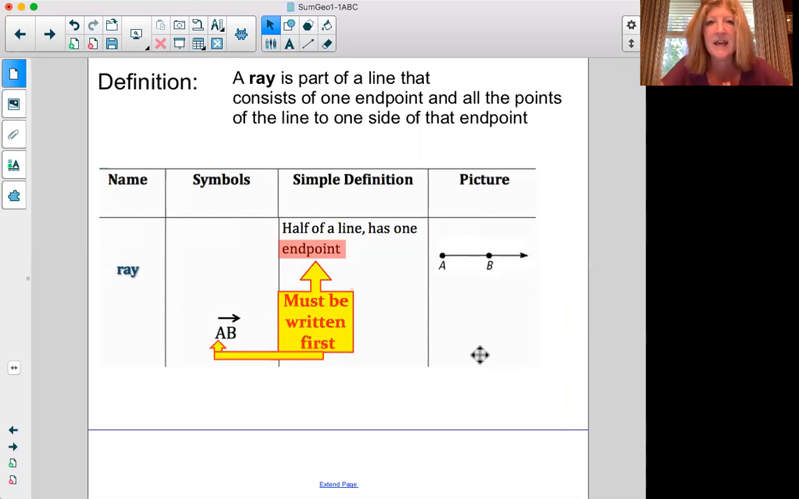Now, when you name a ray, you have to start with the endpoint. After that, you can pick any point it goes through on its way to infinity. So in this case, I have to start with the endpoint A, but then I can use any point. In this case, B is the only other named point. So AB, and notice this, the symbol is an arrow heading to the right with just one arrowhead.